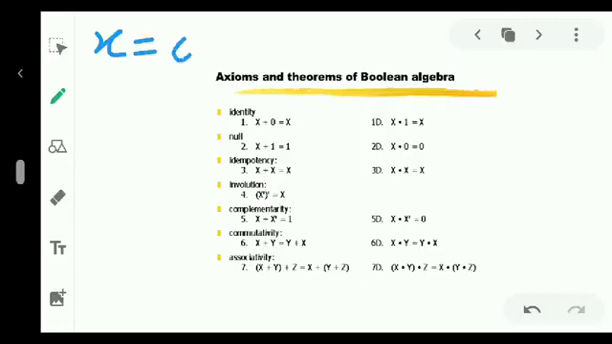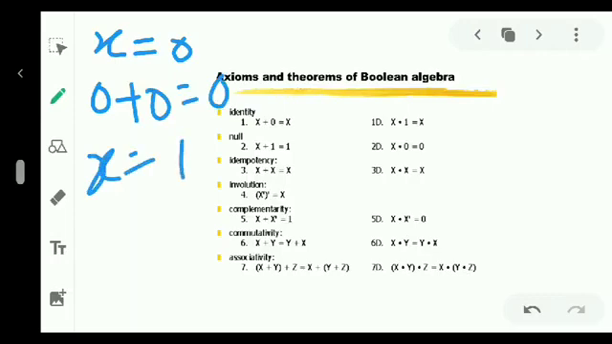Suppose x value I am taking as 0. So 0 plus 0 is equal to 0, that is the x value. Again let's take x value equals to 1. So 1 plus 0 is equal to what? 1. So again it is the x value. So in this way I can prove that if you add x value with the 0, then we will return back to the x value.